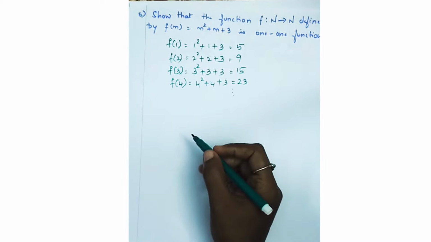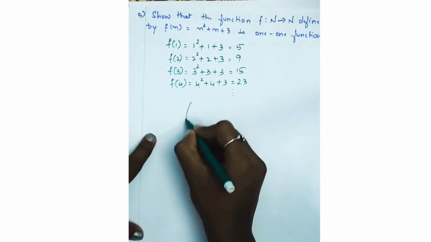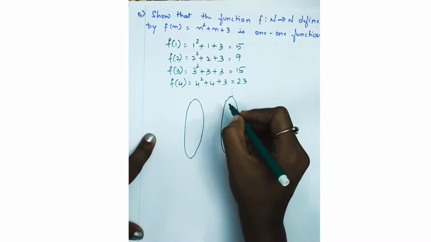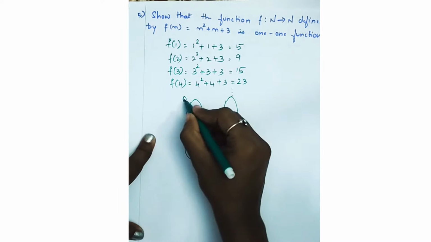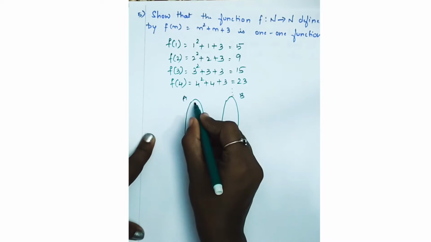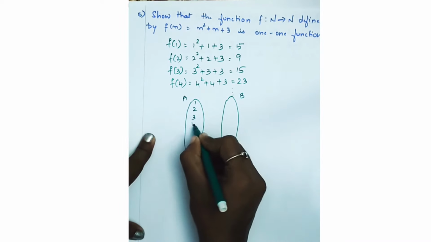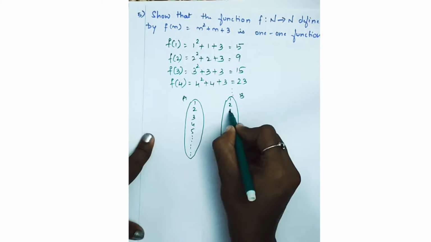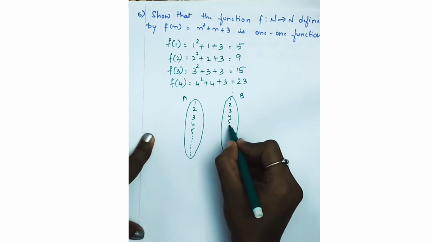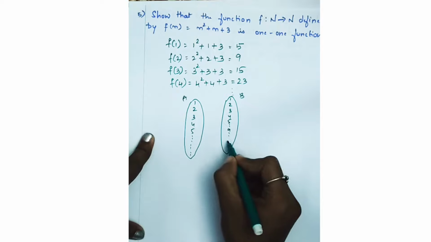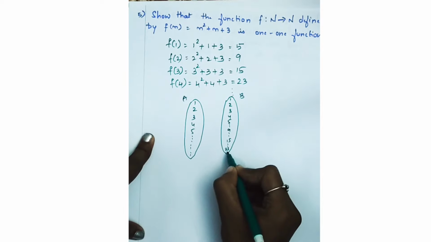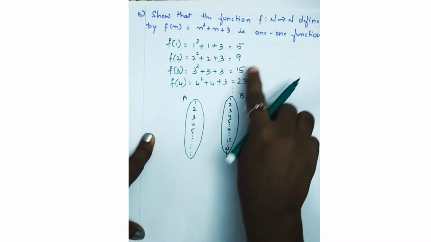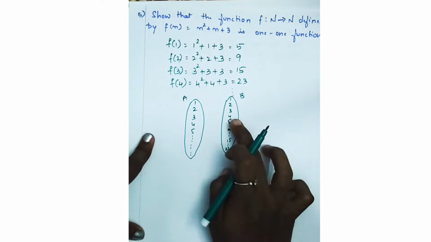You have to draw your arrow diagram. So this is A and B, and both are natural numbers. So 1, 2, 3, 4, 5, and so on. Here 1, 2, 3, 4, 5, some space, 9, some space, 15, some space, 23 and so on. It goes on. Why did I do it like this? Because I need these 9, 15, 23, so I have left these spaces.